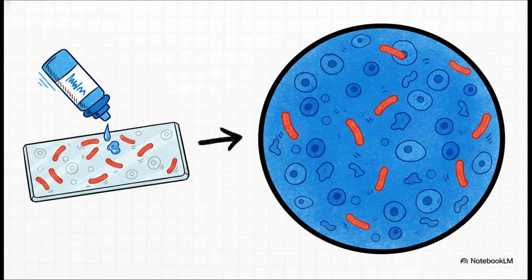And now for the final touch, the counter stain. We just add some methylene blue for about 30 seconds. Its job is super simple. It just stains everything that the acid just washed clean. And that is what gives us that beautiful contrast we need to see what's what under the microscope. It sets the stage for the big reveal.